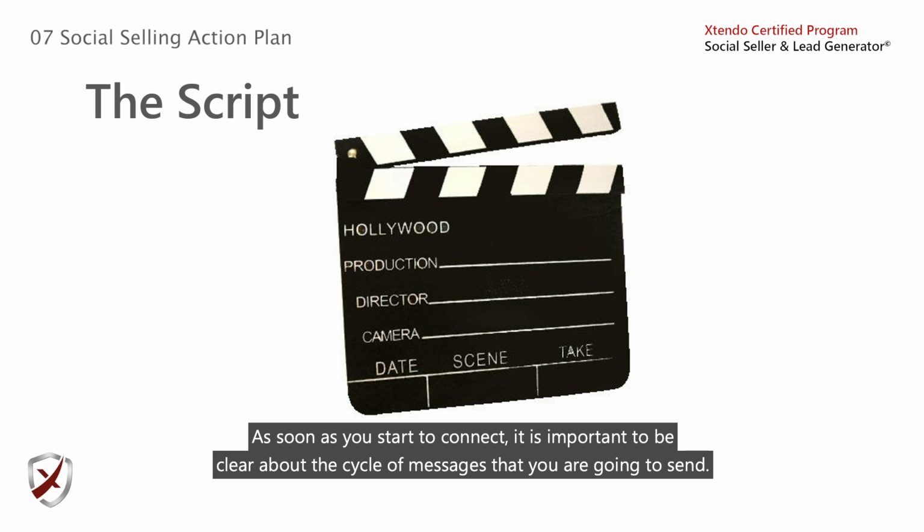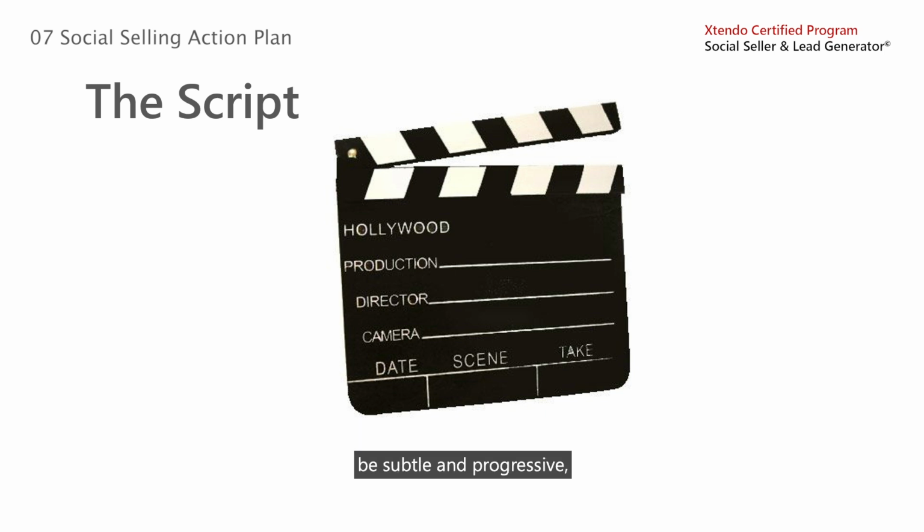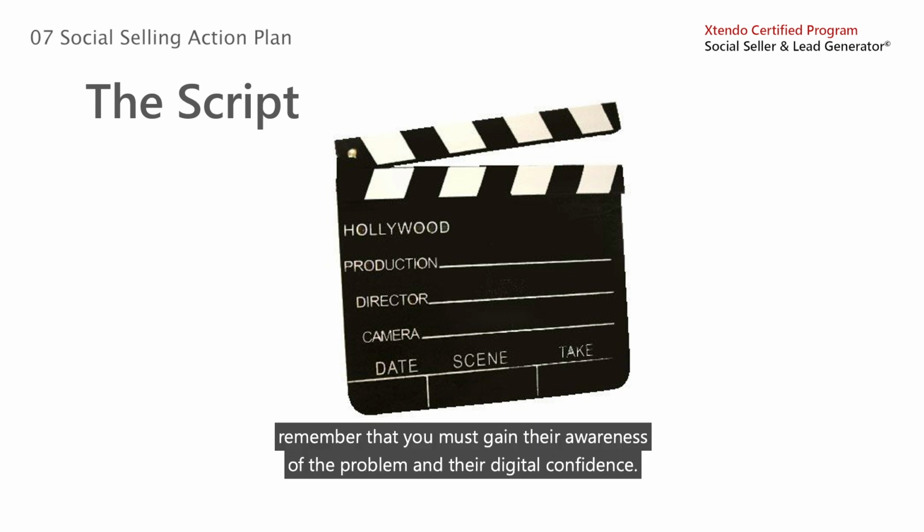As soon as you start to connect, it is important to be clear about the cycle of messages that you are going to send. We will call this cycle a script, like the one that directors put together for a movie or play. The recommended cycle to carry out the messages of the script should be gradual, subtle and progressive. Do not jump directly on the contact to sell. Remember that you must gain their awareness of the problem and their digital confidence.